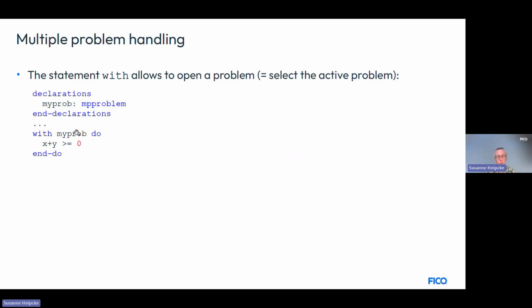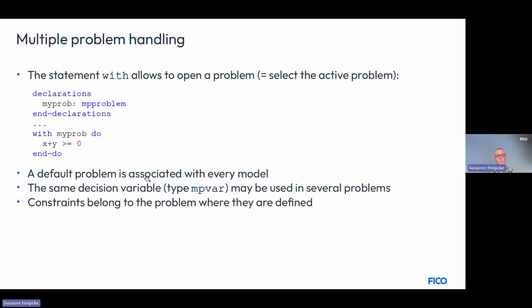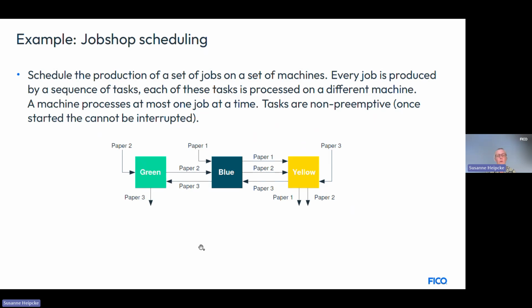Given that this has a name, I can come back to this problem later on. So I can work with one problem, define it, perhaps solve it, and then also switch between the solution values, for instance, of different problems. Decision variables can be used across several problems, but constraints are always created within a particular problem. So I can have different solution values for a variable within different subproblems.